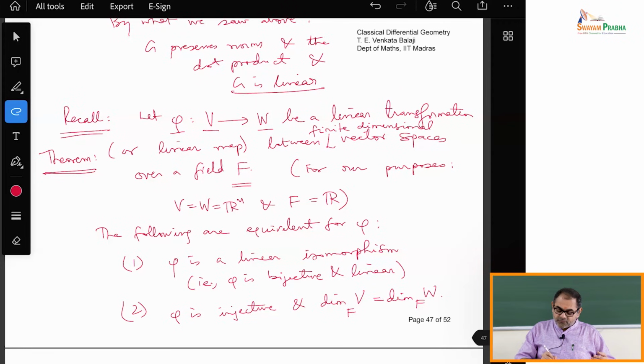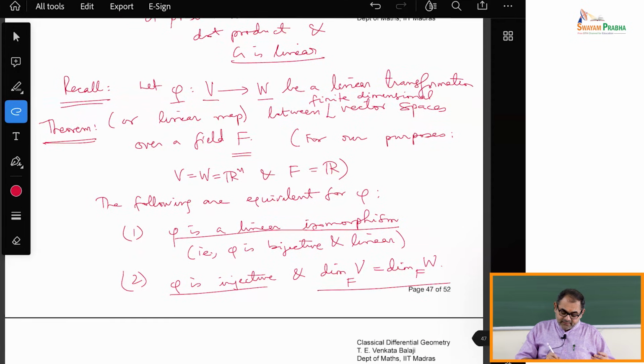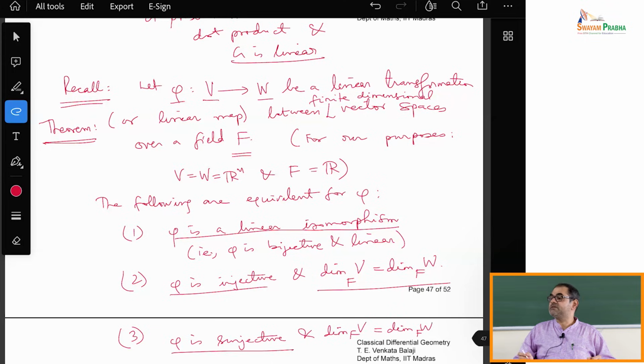So what is happening here is that for phi to be a linear isomorphism, it's enough that phi is injective as a map and the dimensions are the same. Then here's a third condition. Instead of phi injective, you can have phi surjective and still the dimensions being the same. So phi is surjective and the dimensions of the vector spaces are the same. You can have, instead of injectivity, surjectivity. But source and target vector spaces should have the same dimension. All right.